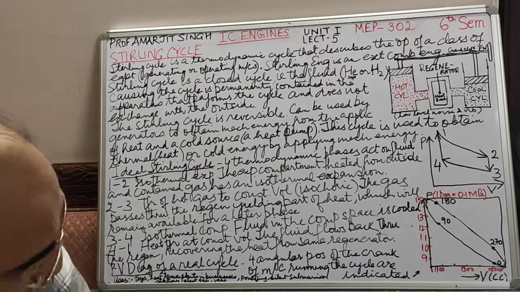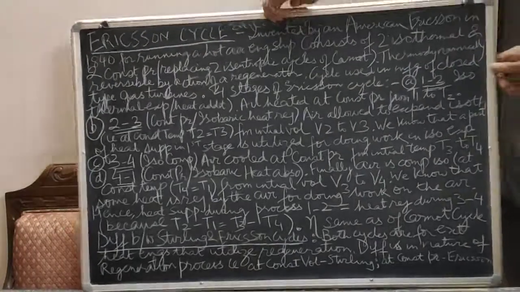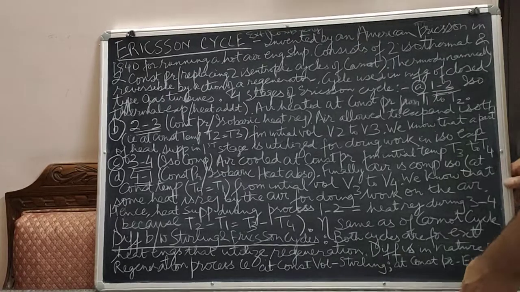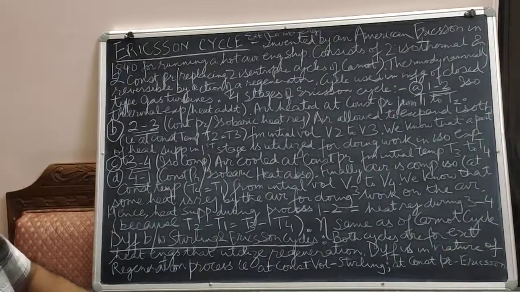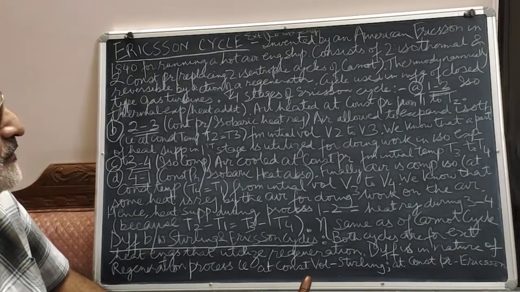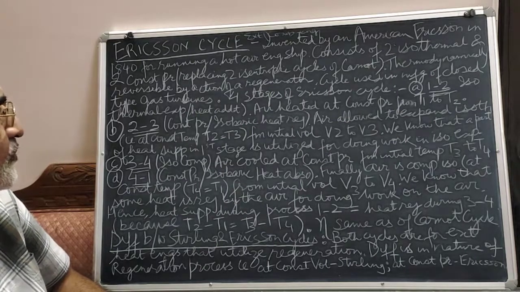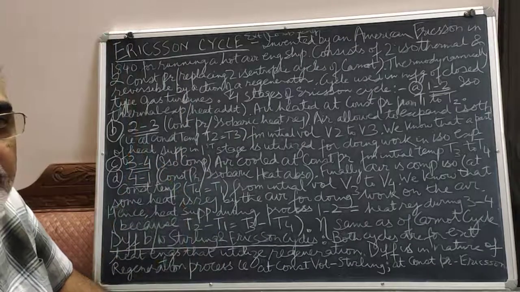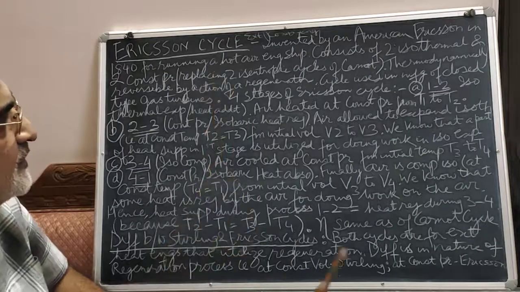Now let us come to the last cycle in our syllabus, the Erickson cycle. The Erickson cycle is also an external combustion engine. It was invented by an American named Erickson in the year 1840 for running a hot air engine ship, before the IC engines were invented. The first was the hot air engine ship.